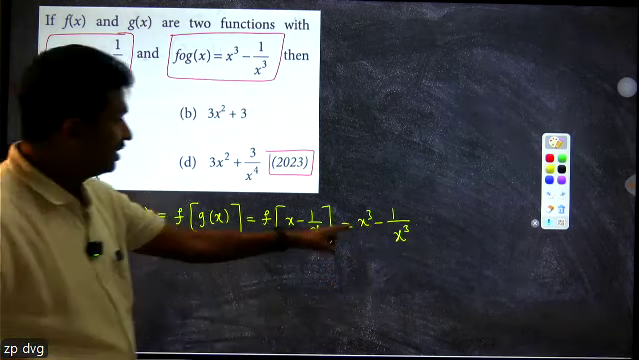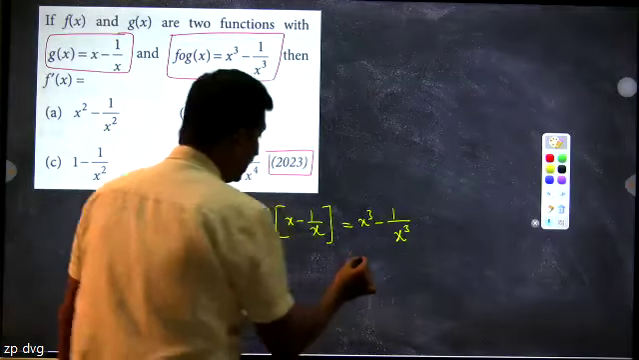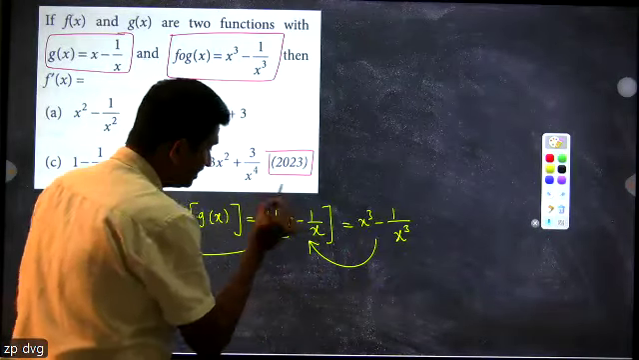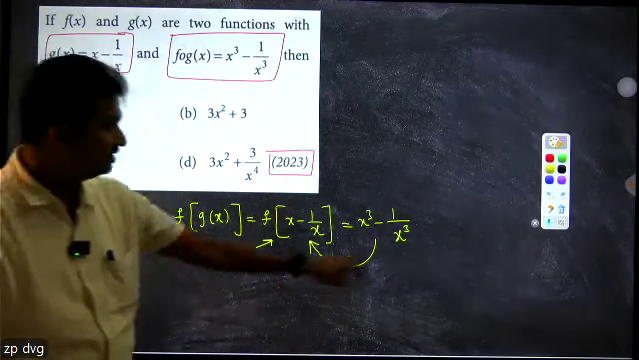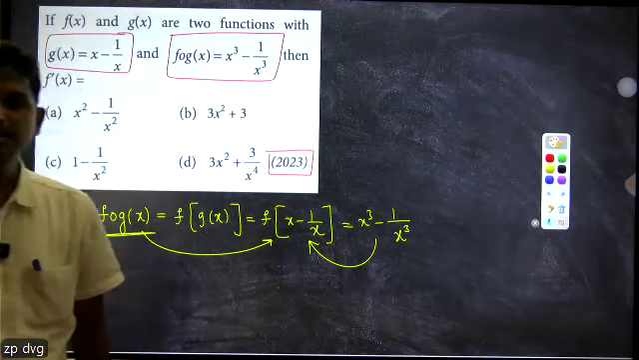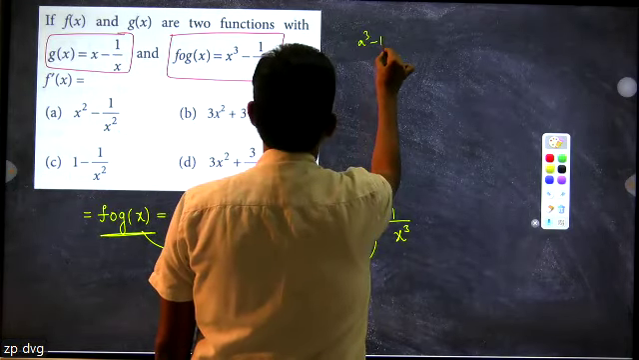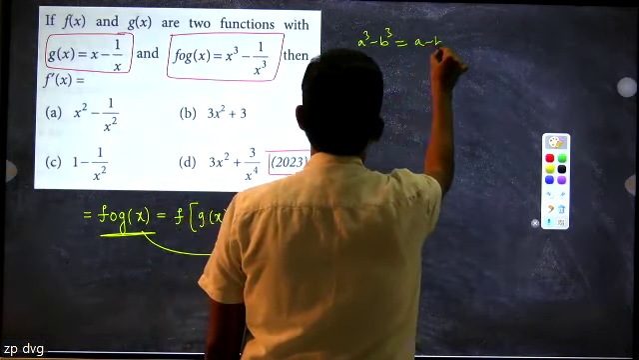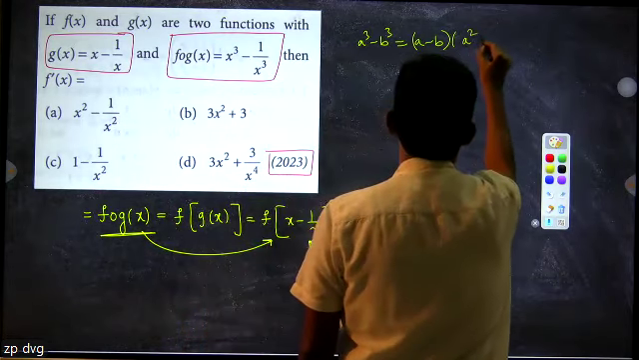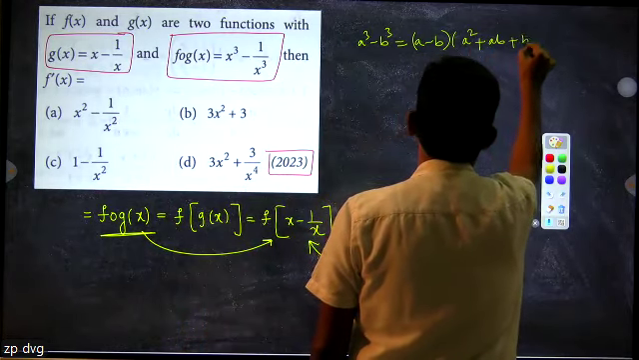So here, x cube minus 1 by x cube, I want to write this in terms of x minus 1 by x. For that, you need to know this formula. What is the a cube minus b cube formula? A cube minus b cube is a minus b into a square plus ab plus b square, right?